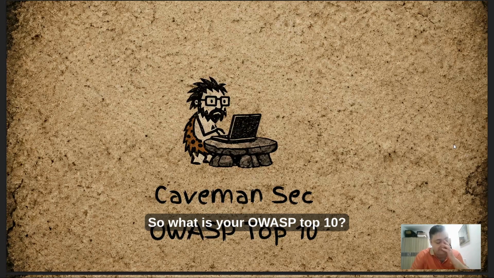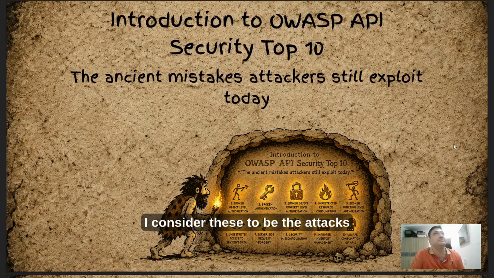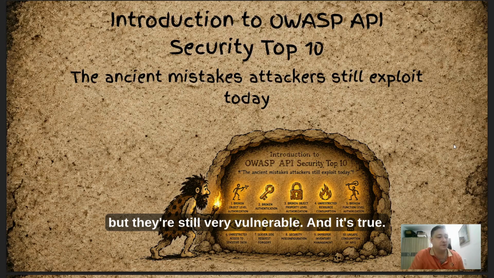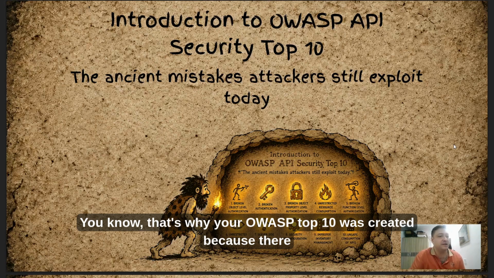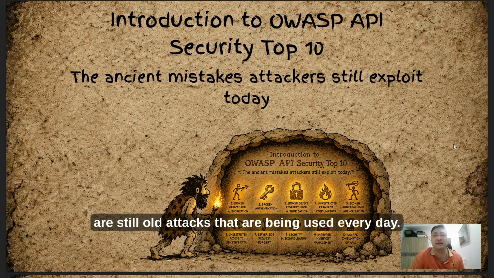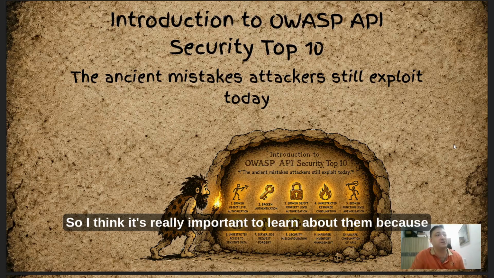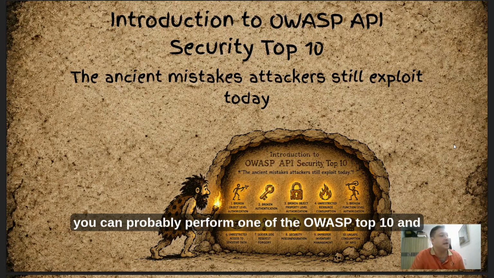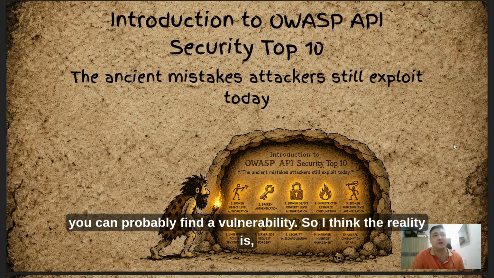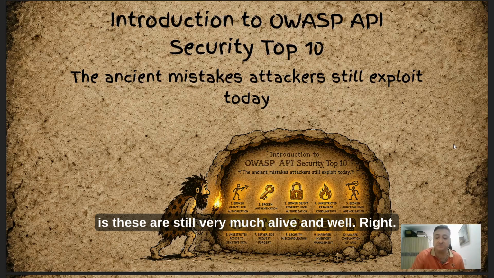Alright, so let's get into it. What is the OWASP Top 10? I consider these to be the attacks that have been around a very long time, but they're still very vulnerable. And it's true. A lot of people think today people are using AI and all this stuff to find new exploits, 0 days, all this stuff. Not really. That's why the OWASP Top 10 was created, because there are still old attacks that are being used every day. So I think it's really important to learn about them, because you can still go into a bug bounty program. You can even go into your own website and you can probably perform one of the OWASP Top 10 and find a vulnerability. So I think the reality is these are still very much alive and well, right?